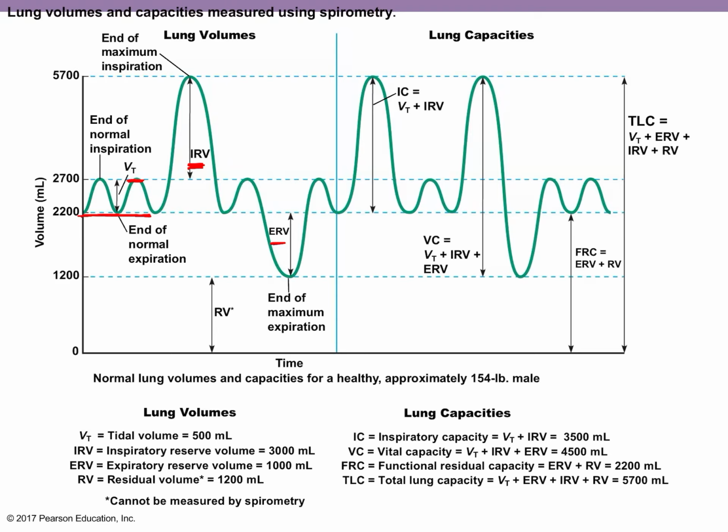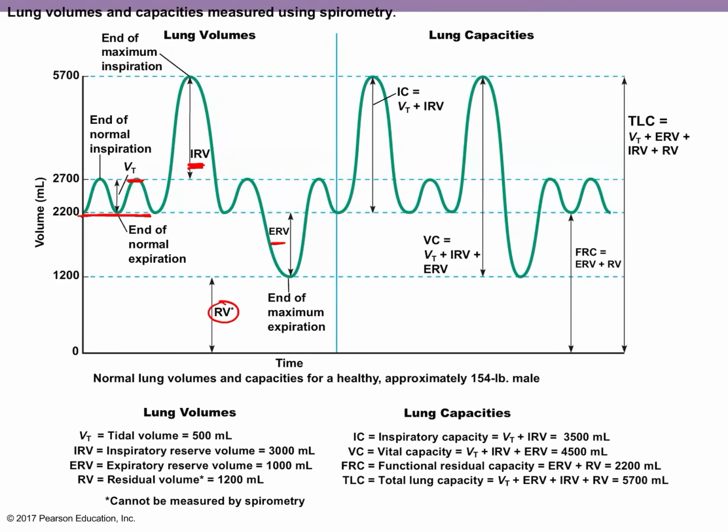Now, the residual volume inside your lungs: you're always going to have air in your lungs. You never have completely empty lungs. So it's the air left in your alveoli after exhaling forcefully. So get it all out. Even when you forcefully exhale and think you can't have any more air come out, you still have air in your lungs. That is your residual volume.